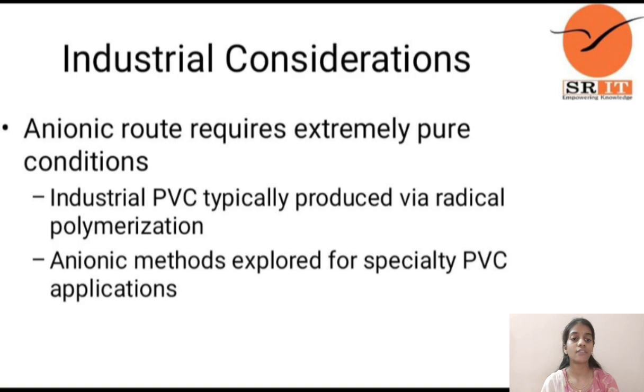And in this slide, we have industrial considerations. The anionic route requires extremely pure conditions. Industrial PVC is typically produced via radical polymerization. Anionic methods are explored for specialty PVC applications.